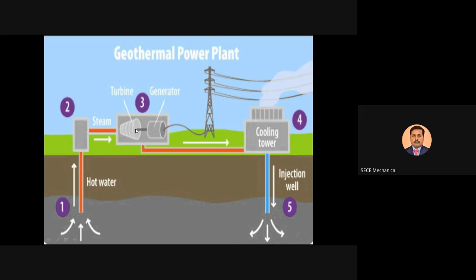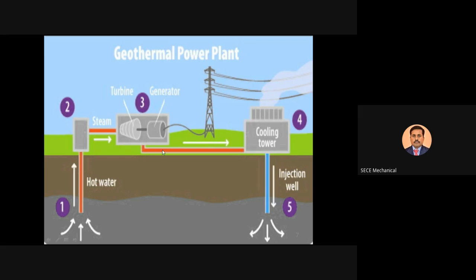Due to the expansion, the turbine blades are hit, so the turbine shaft is rotated. The turbine and generator are both coupled, so the generator is also rotated. So power will be generated.